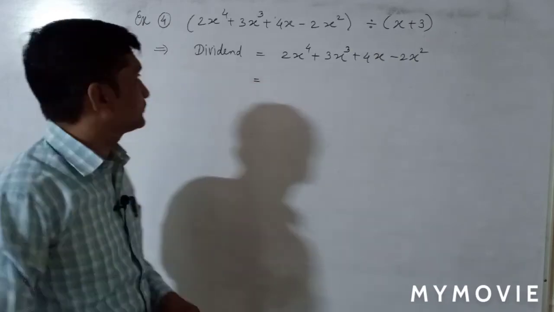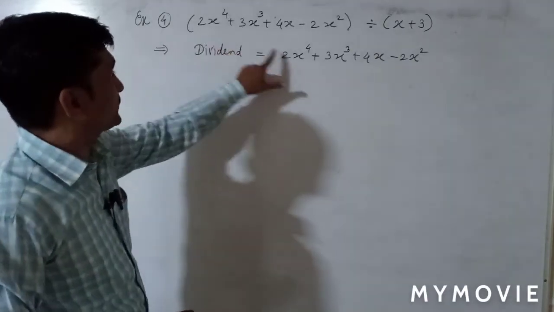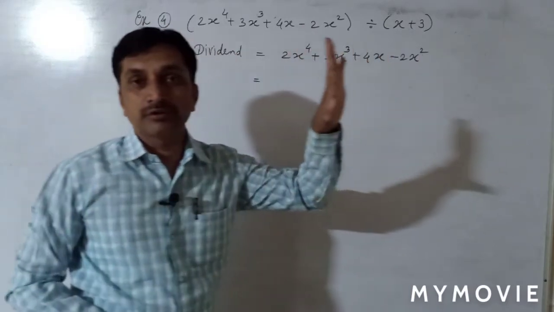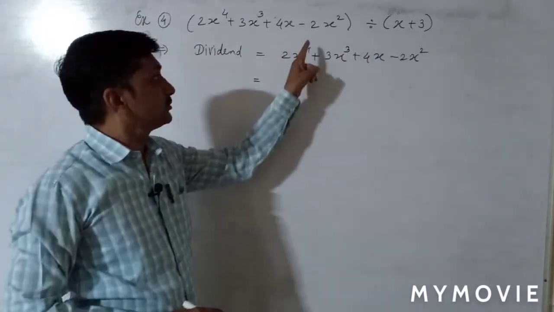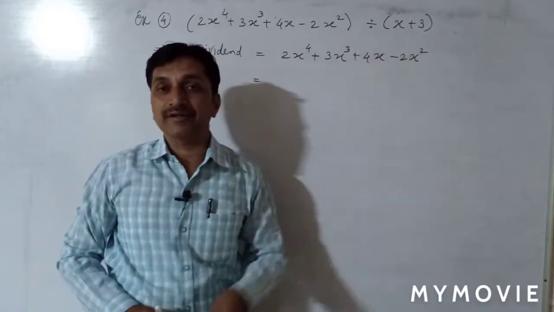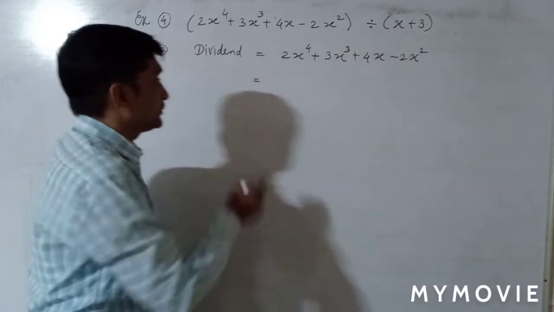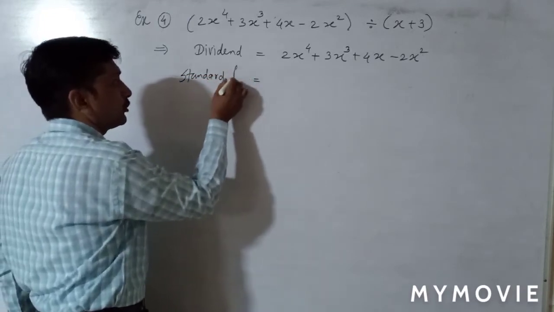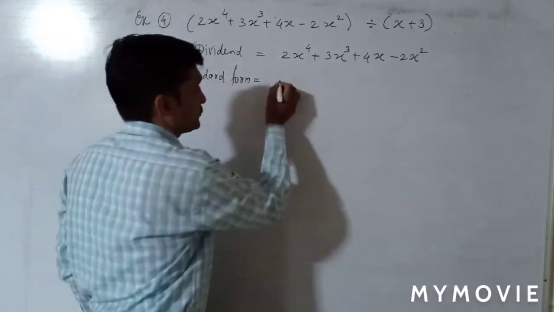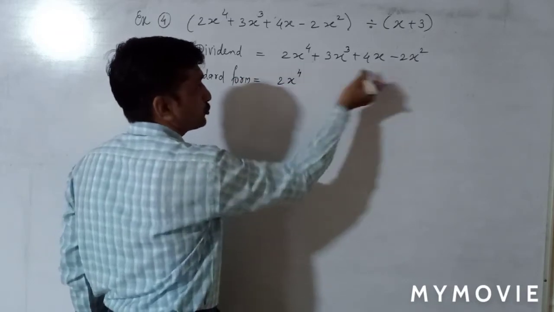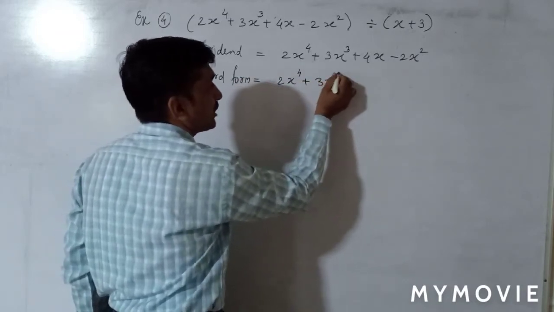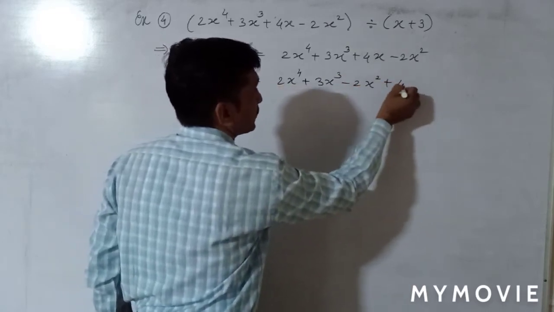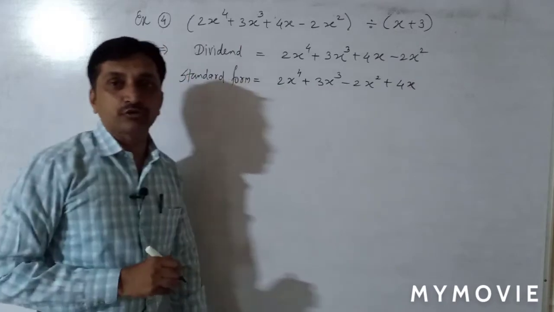Example number 4. The dividend is 2x raised to 4 plus 3x cube plus 4x minus 2x square. If you observe their powers, 4, 3, 1, 2, they are not arranged in descending order, meaning that is not in standard form. That's why first of all we have to write it in standard form, meaning arrange their powers. 2x raised to 4, after 4, 3: plus 3x cube, after 3, power 2: minus 2x square, after that 1: 4x. This is standard form.